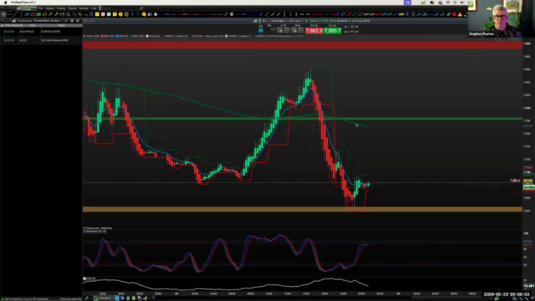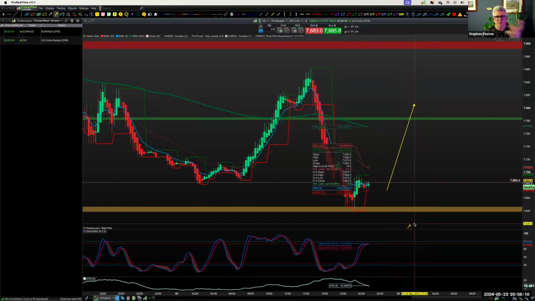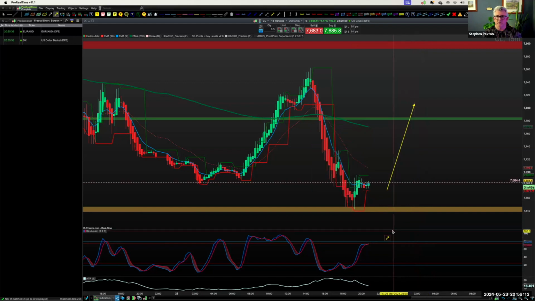So here's crude. We'll be looking for that bounce on crude to try and take us back up a little bit. It's trading against a 4-hour trend, but we will give it a go. We've got strategies for that. As you can see, we've got the fractals here. I'll show you how to use the fractals live and hopefully show you some nice trades on crude.